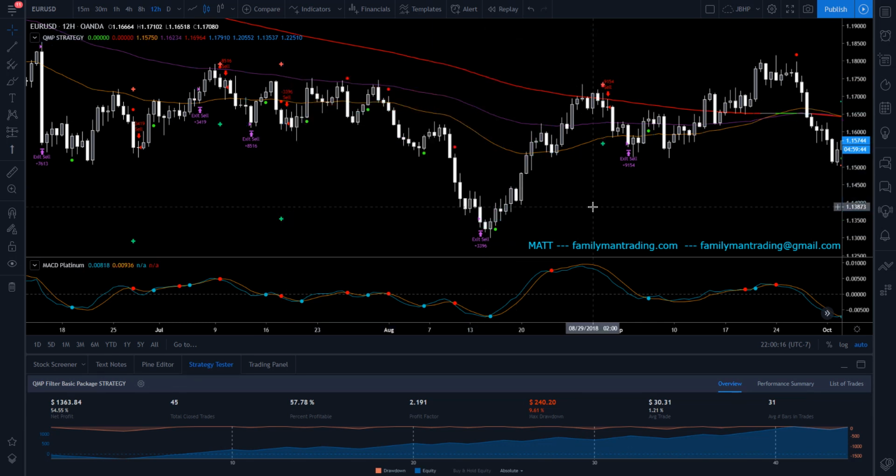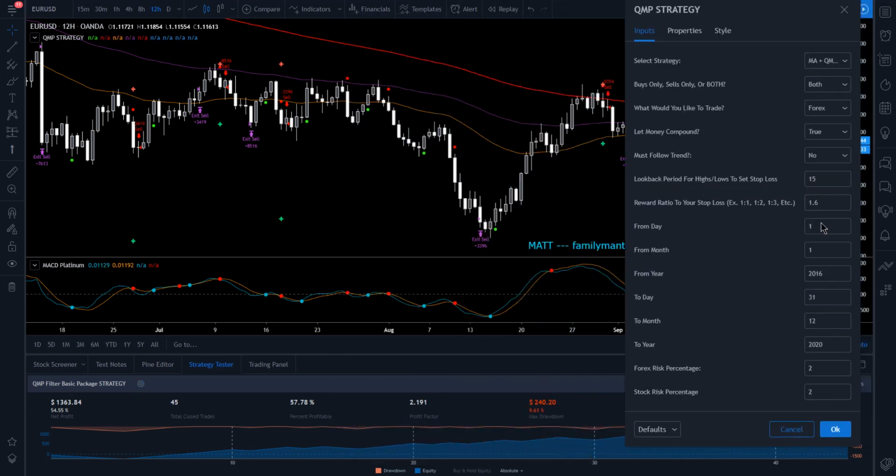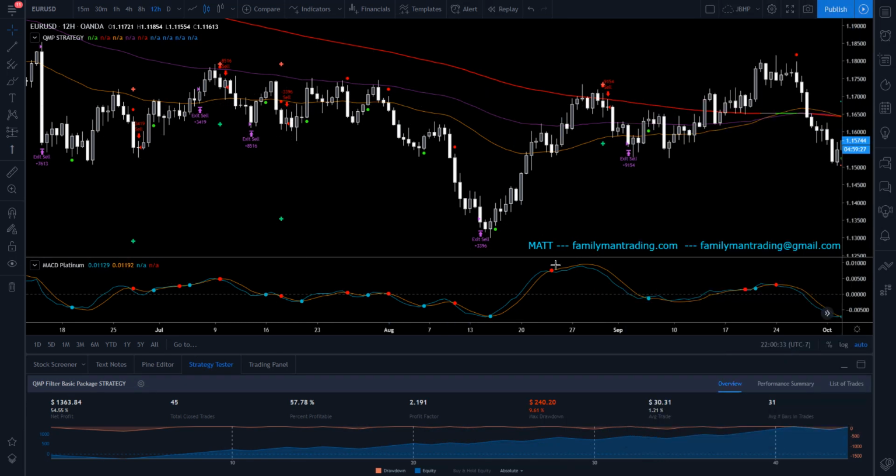Now, of course, you're going to get stopped out from time to time, particularly with a bigger take profit. The bigger this is, the more often you're going to get stopped out. But that's the whole point of having all these inputs so that you can see how to set them perfectly so that you don't get stopped out as much, so that those big wins recoup all those little losses. All right, let's go on to the next and final one. That's a good example, that MA plus QMP dots.